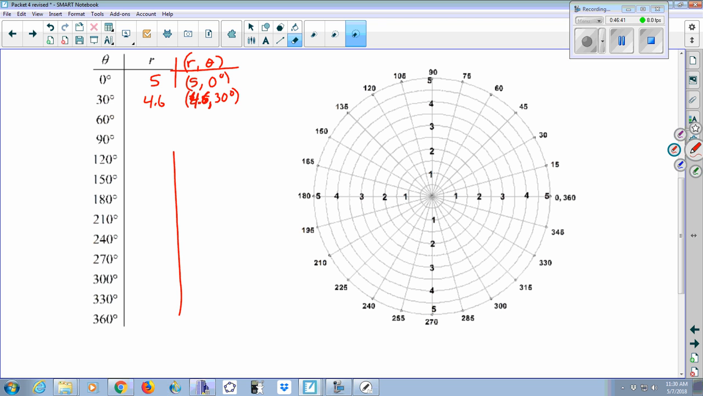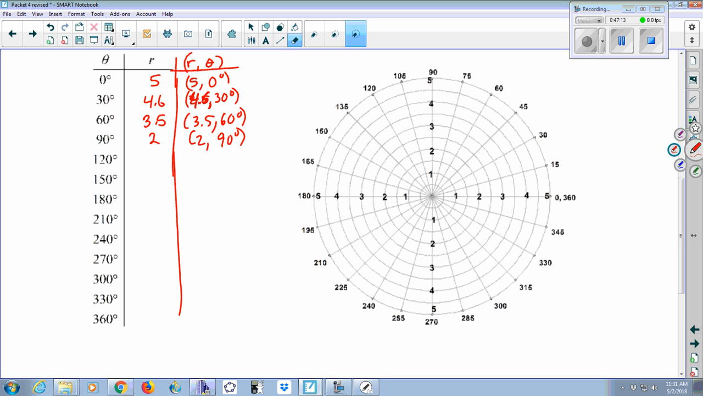Now the cosine of 60 degrees is a half. 3 times a half is 1.5, plus 2 is 3.5. And at 90 degrees my cosine is 0, so I'm at 2. So let's just stop there for a minute and plot these.